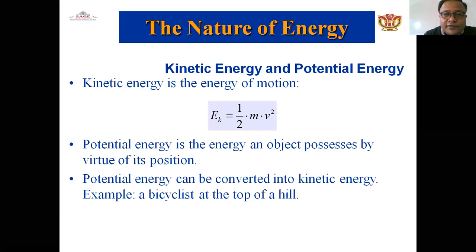The nature of energy: we know about kinetic energy and potential energy. You already know what kinetic energy is, that is 1/2 mv squared. Potential energy is what an object possesses by virtue of its position. Potential energy can be converted into kinetic energy, for example a bicycle at the top of the hill. This is the main example of potential energy converted into kinetic energy.